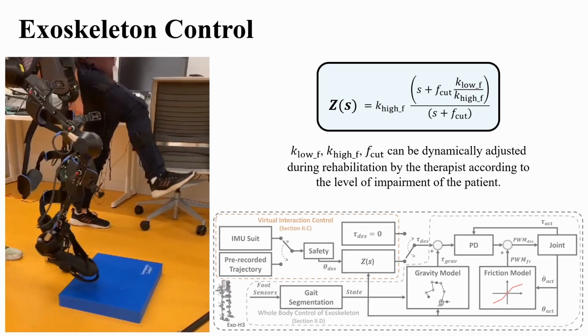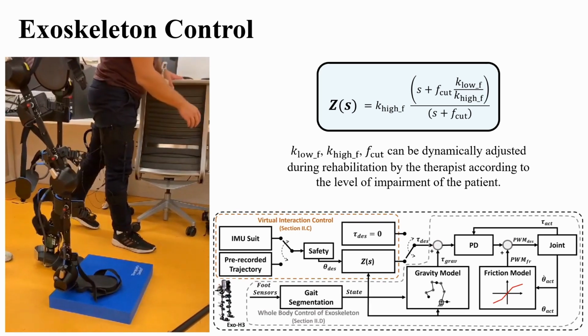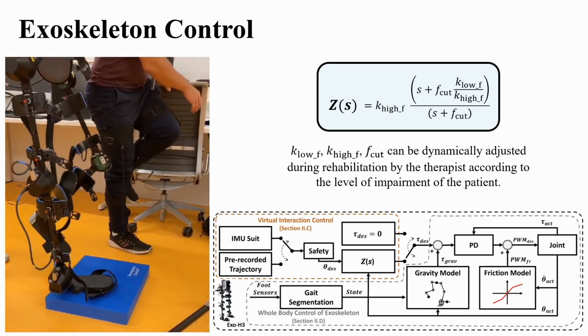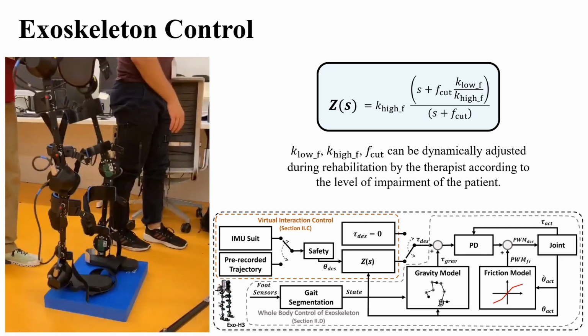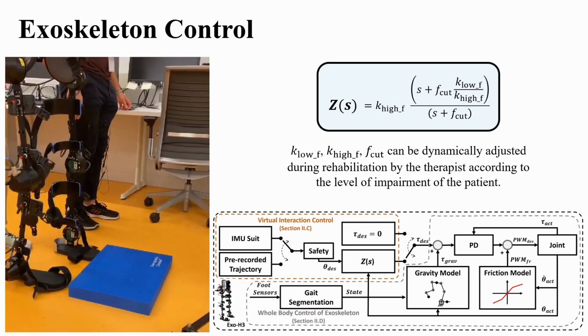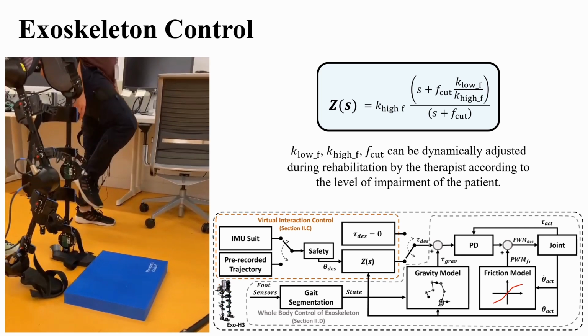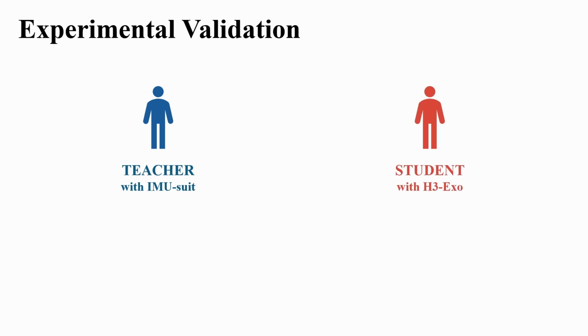This impedance control was integrated in a whole exoskeleton closed-loop compensation controller developed previously that compensates for the exoskeleton's friction and gravity. The framework was validated in a pair of healthy users, a teacher wearing an IMU suit and a student wearing a 6 degree of freedom exoskeleton.